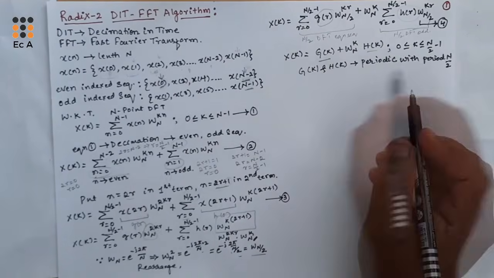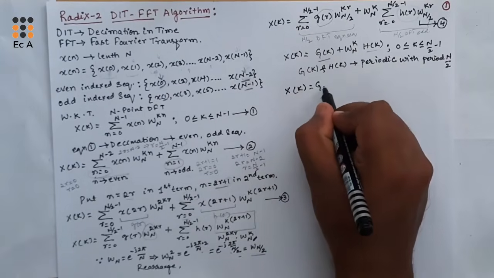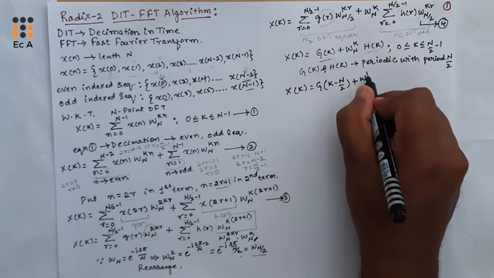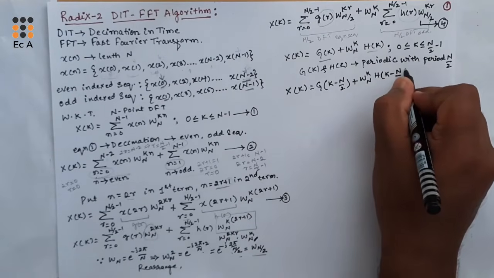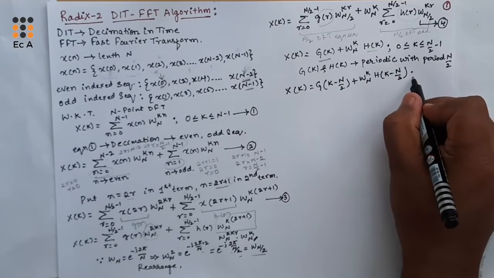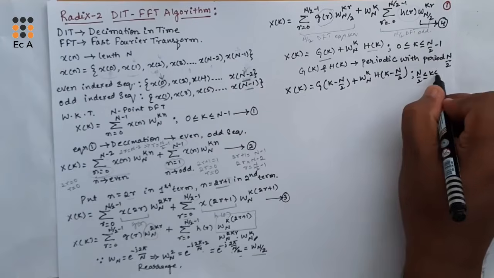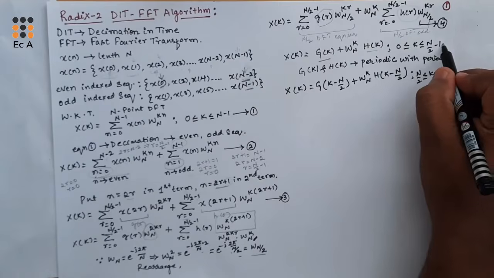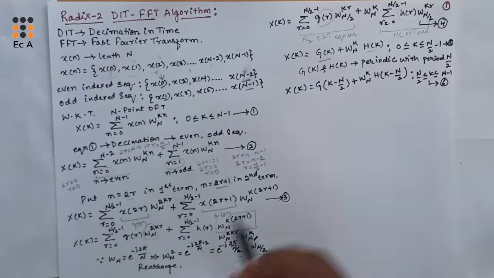So, that is why we can write this equation as X of k equal to G of k minus N by 2 plus W_N to the power of k into H of k minus N by 2. Here the value of k ranges from N by 2 to N minus 1. Let us call this equation number 5 and this equation number 6. This is from the periodicity property.